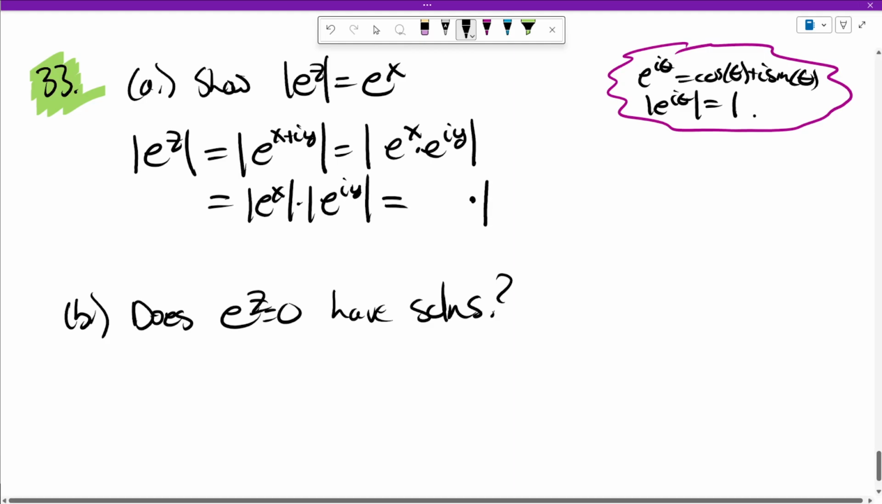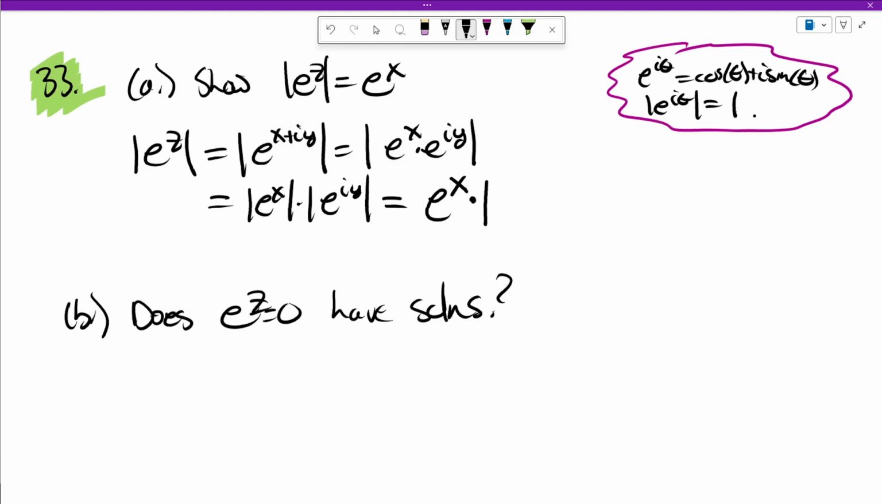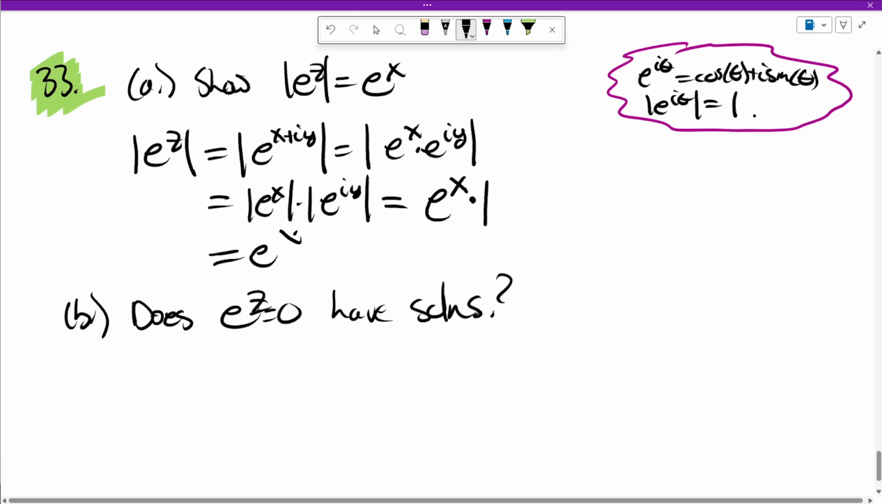And then e to the x is the exponential function. The exponential function is always positive. So the absolute value, or modulus, if we want to consider it as a complex number, is already always positive. So we get e to the x out of it. And so the modulus of e to the z is e to the x times 1, which is e to the x. Great. So that's something important to remember.